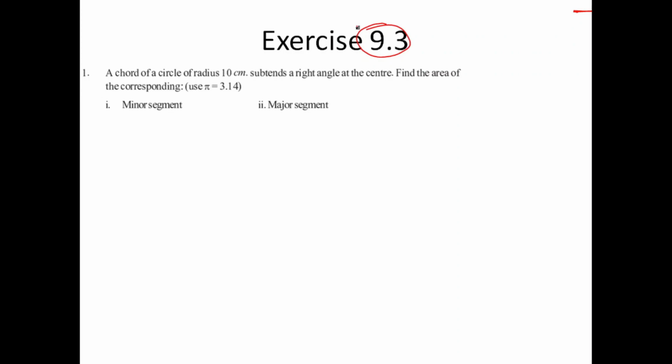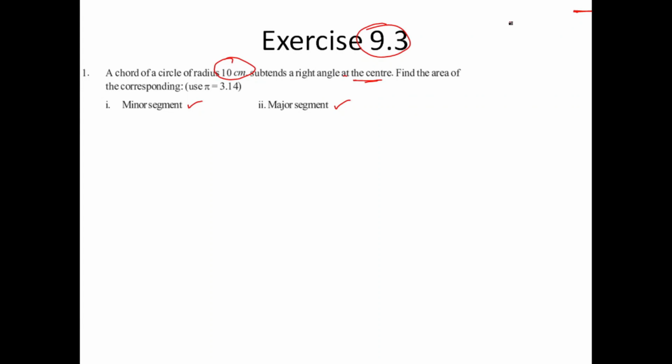The sum is about a chord of a circle of radius 10 centimeters, which subtends a right angle at the center. Find the area of the corresponding segments. You need to find the area of the minor segment as well as the area of the major segment. So this is clear.